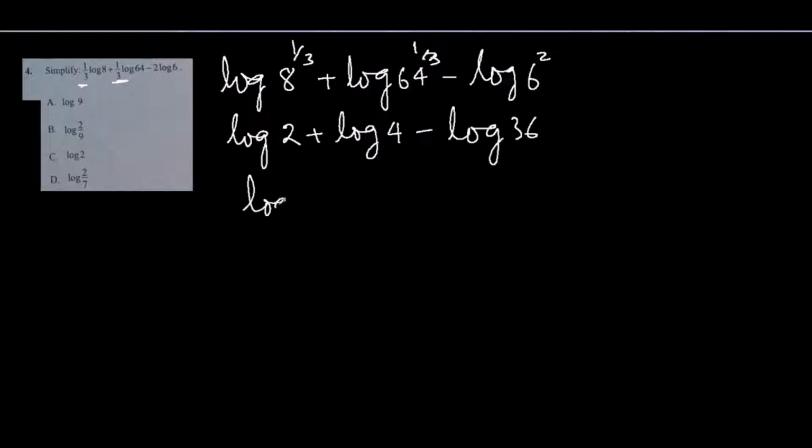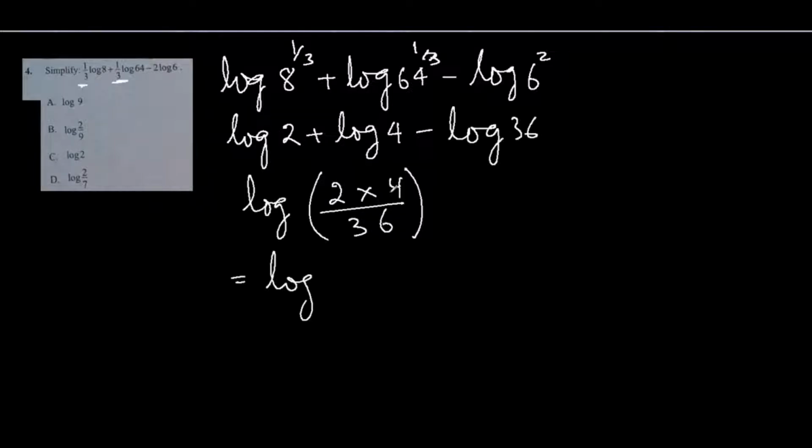And if we make them one log, according to laws of logarithm, 2 and 4 will multiply, but 36 will divide. So it becomes log, this 2, 4 and 36 can cancel, so it will become 2 over 9. So B is the answer for this.